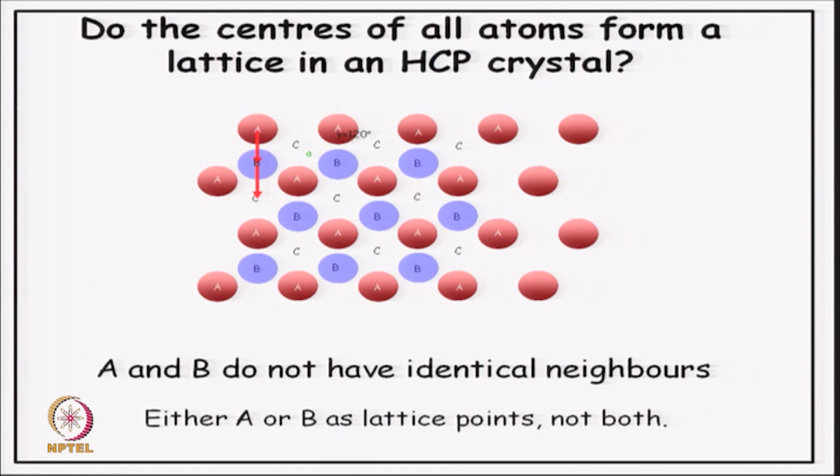So, we can select either A or B as lattice points, but together, the combined set of A and B atoms or their centers cannot be considered as the lattice. This is a very important point to keep in mind, and this is where confusion often comes. We have two kinds, although chemically we have the same kind of atoms, A and B are chemically the same, but positionally or translationally they are not equivalent and they are not forming a lattice.